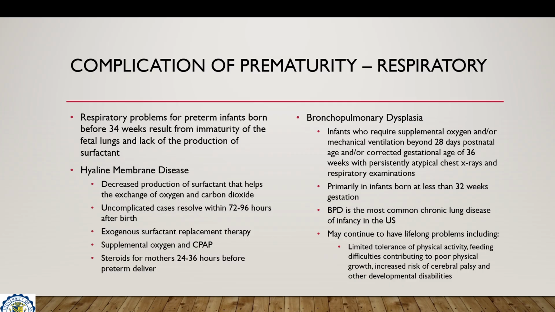This is primarily seen in infants who are born at less than 32 weeks gestation. This is the most common chronic lung disease of infants in the U.S. And babies may continue to have lifelong problems, including a limited tolerance to physical activity, feeding difficulties. This might contribute to poor physical growth, having an increased risk of cerebral palsy, and other developmental disabilities.